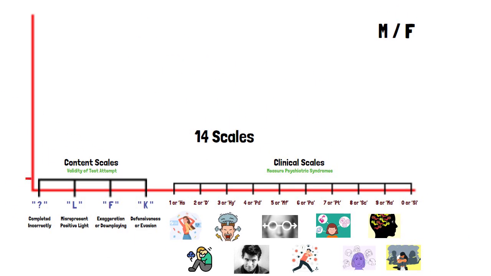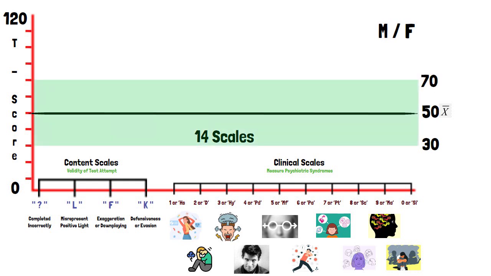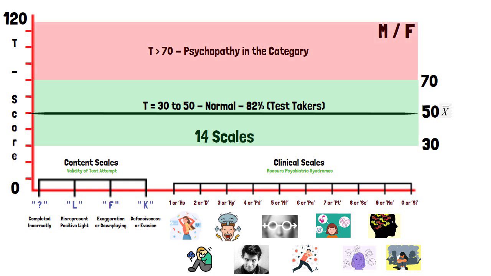The y-axis statistically standardizes the grading received on each scale in a range of t-scores from 0 to 120. A mean score is 50, and 82% of respondents are considered the normal population, falling between 30 and 70. A t-score greater than 70 indicates psychopathy in that category.